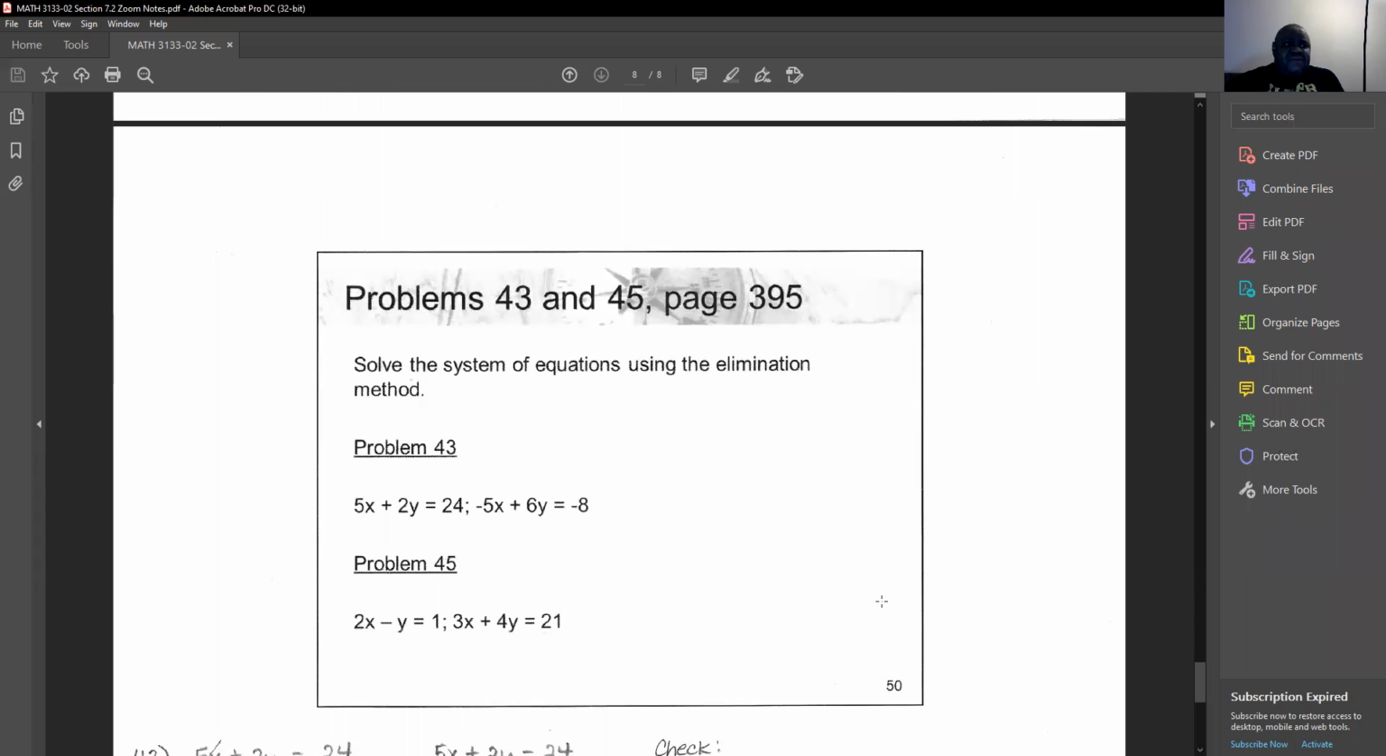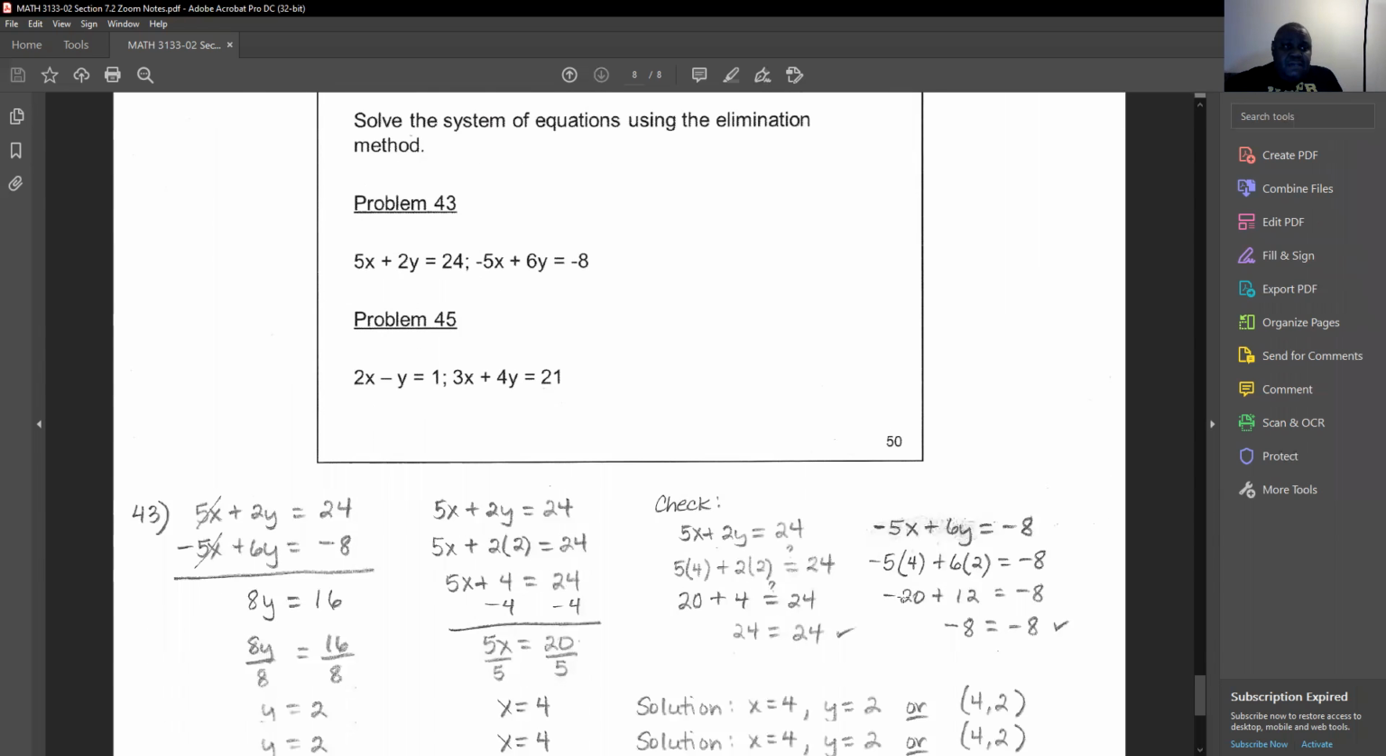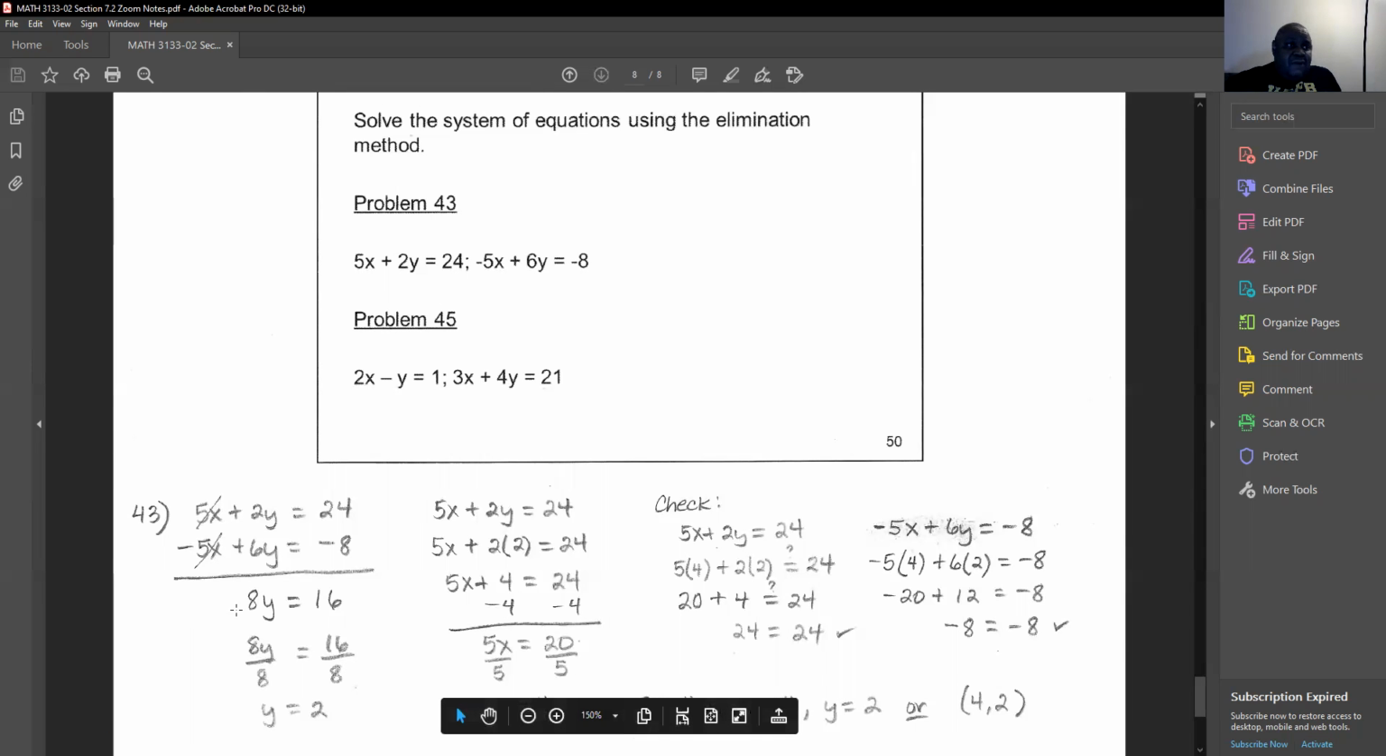Let's look at problems 43 and 45 on page 395. Okay. Here we want to solve the system of equations using the elimination method. In problem 43, we got 5x plus 2y is equal to 24, and negative 5x plus 6y equals negative 8. So here's that. Now notice I wrote the two equations on top of each other.